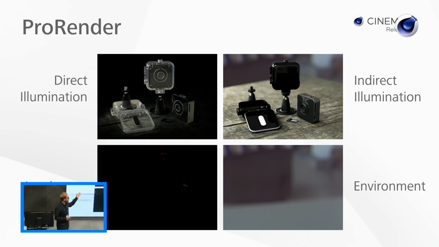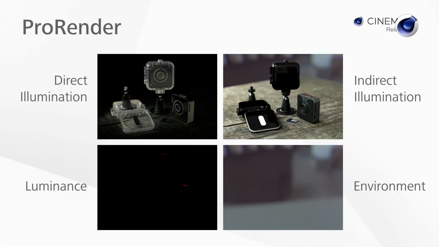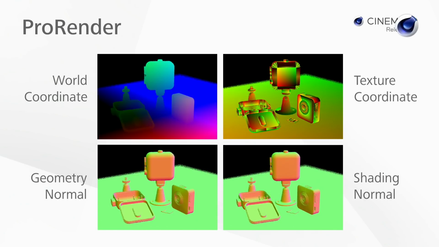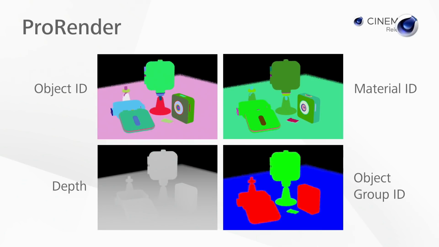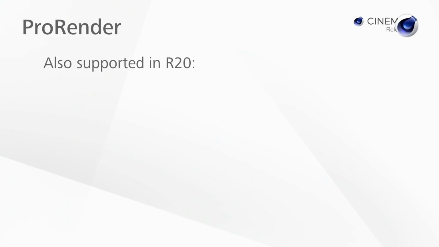And here we've got all of the multipasses that you can create. It's direct illumination, indirect illumination, luminance, environment. We've got the world coordinates, texture coordinates, geometry normal, shading normal, and some object and material IDs, and also depth, of course. These are the channels that you can render separately using multipass rendering.